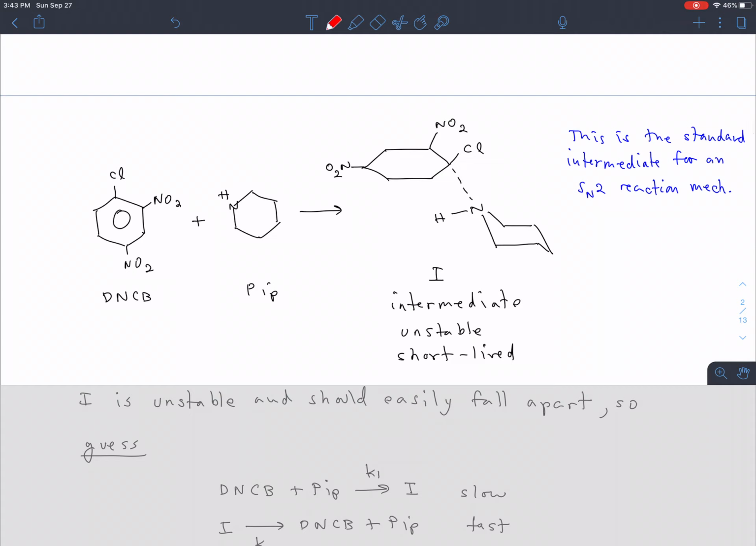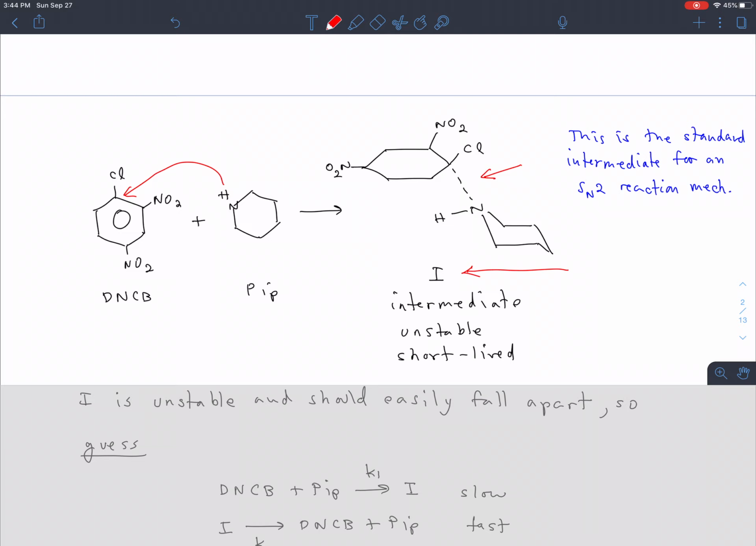In the standard mechanism by which these kinds of things happen, the attack here gives rise to an intermediate. That is, an unstable molecule that hangs around only for a short period of time and decays one way or another by one of several different routes to more stable products. The intermediate in this case is a sort of semi-bond that forms between the piperidine and the DNCB.